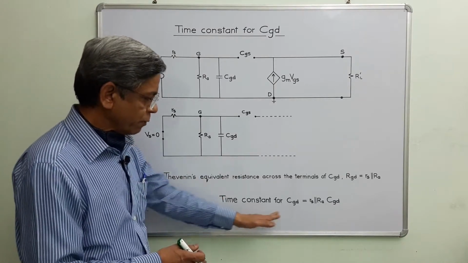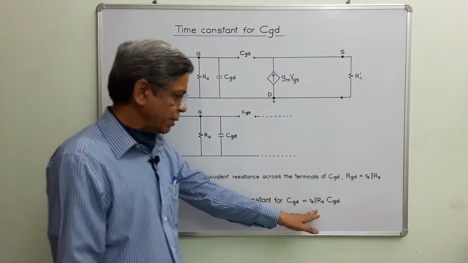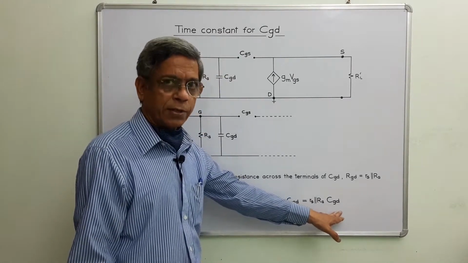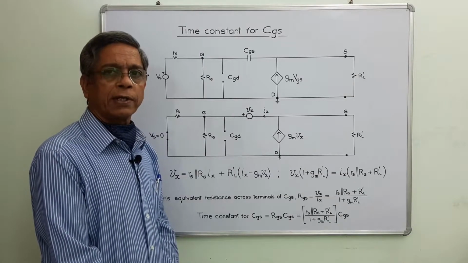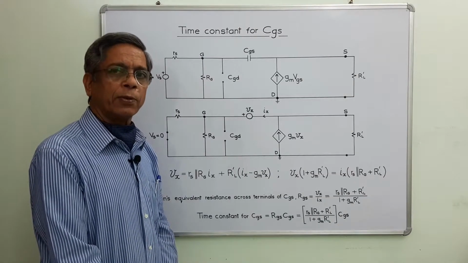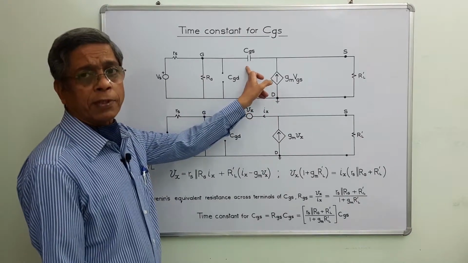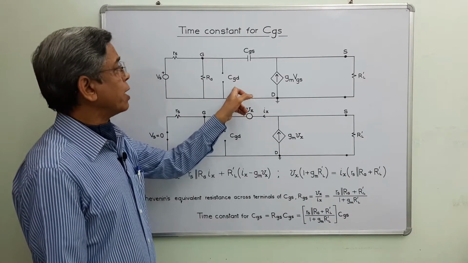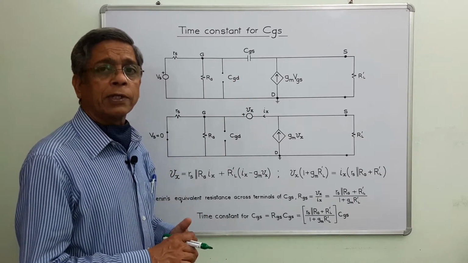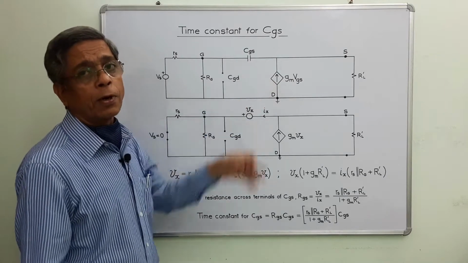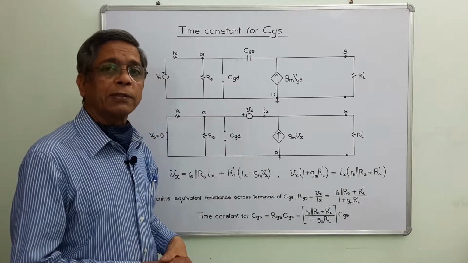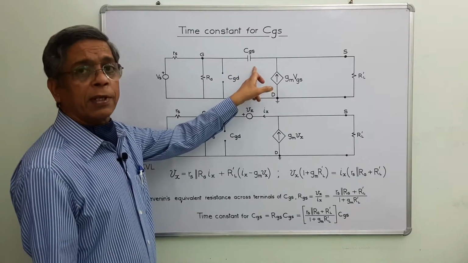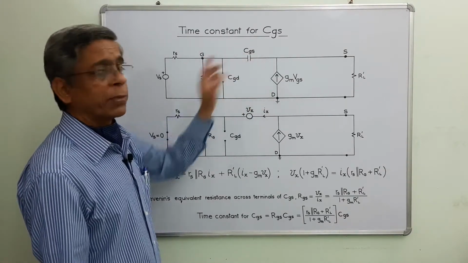Now we can have the time constant for this capacitor CGD as a multiplication of this equivalent resistance and the value of capacitance of CGD. As per the open circuit time constant method, in step number 2, I will select this internal capacitor for calculation and I will consider this capacitor as open circuit. Now I will derive the expression for the resistance seen by this capacitor, or the Thevenin equivalent resistance across the terminals of this internal capacitor CGS. Then I will calculate the time constant for this capacitor.